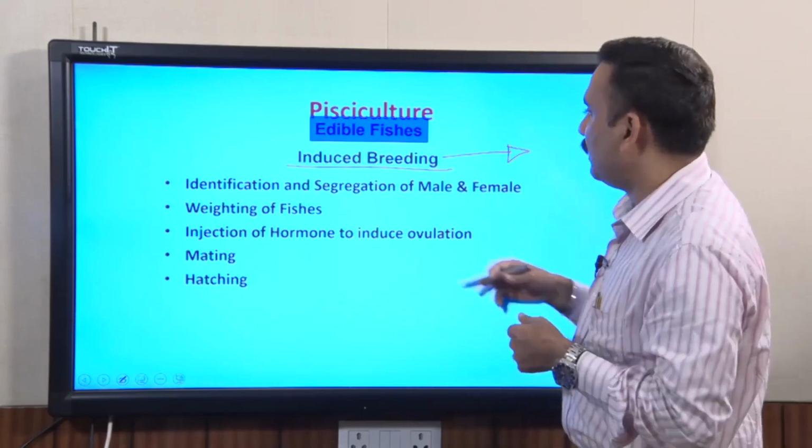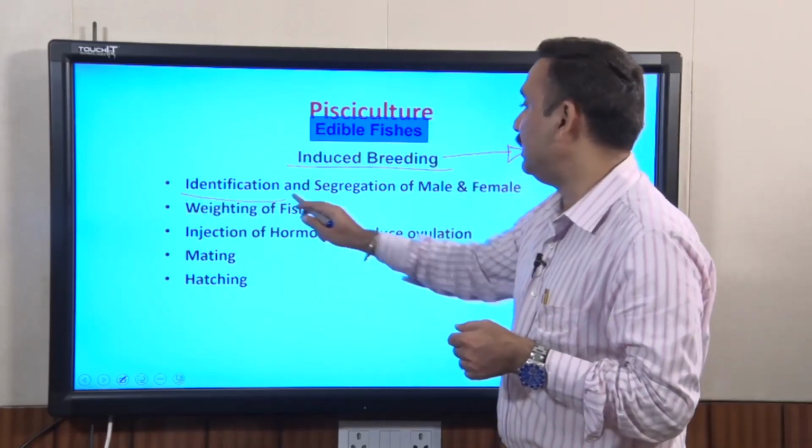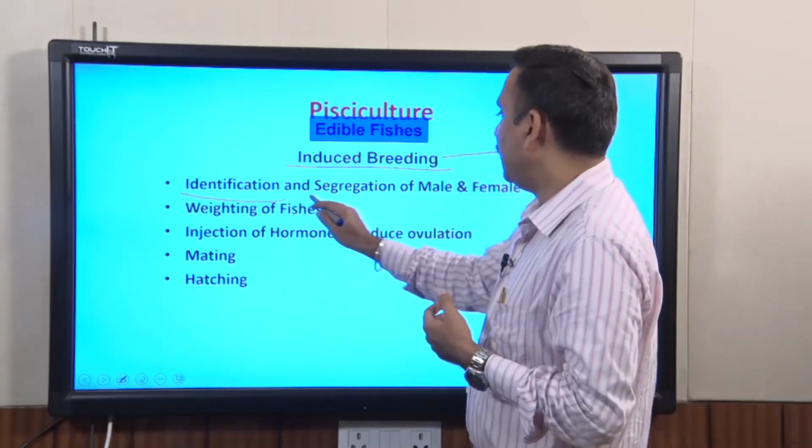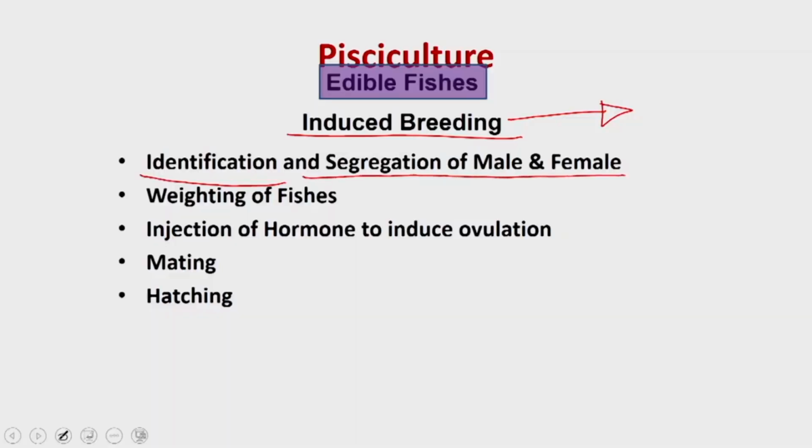So, in induced breeding, first you have to identify the male and female, and then keep them in separate containers. Then you have to weigh the fishes, so that you will know the dosing of the hormone you have to give. Then you have to inject the hormone into the female for ovulation.